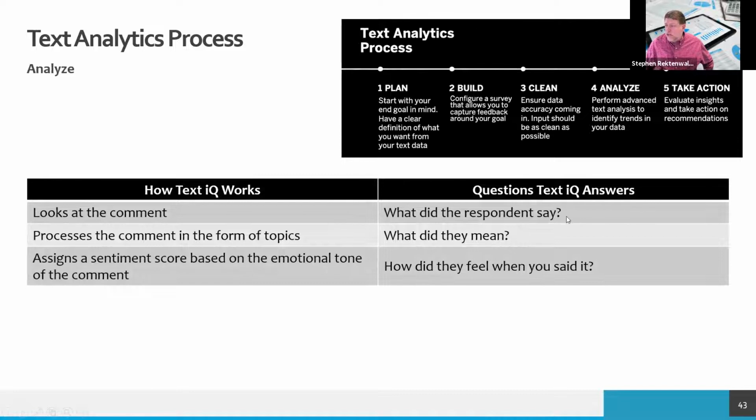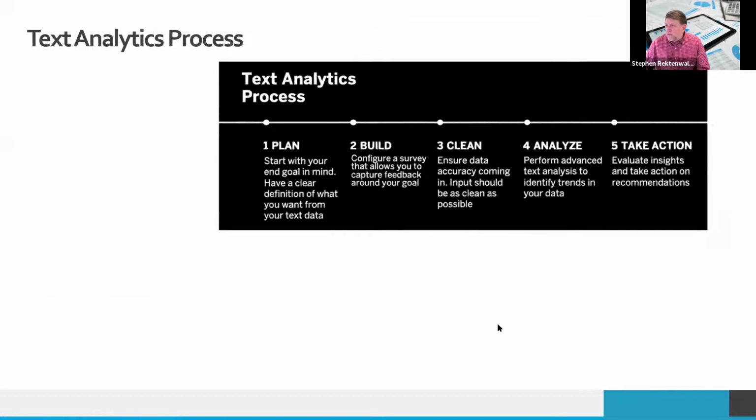As you take a look at these, you're going to look at the comment to answer what did the respondent actually say. Process it to what did they actually mean, and then there's a feature we're investigating called Text IQ that will also assign a sentiment score, but it's an advanced feature that we need to look at a little bit more. It's not doing this at the current time with our license.